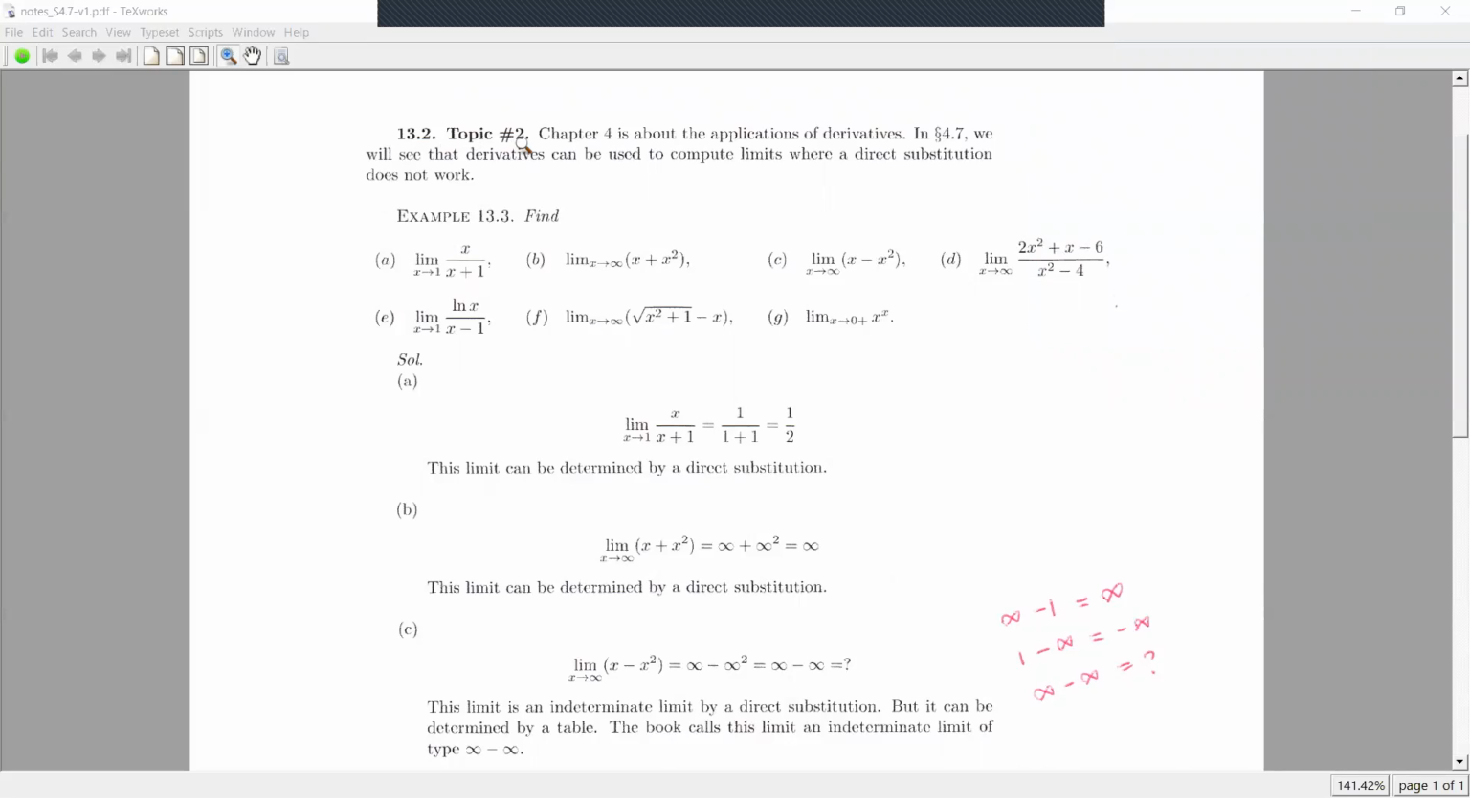Topic number 2. This is a topic in section 4.7. Section 4.7 is about using derivatives to compute difficult limits. When we compute a limit, usually we use direct substitution. However, direct substitution doesn't always work. When direct substitution doesn't work, we say that the limit is a difficult limit. Now here we have some examples about difficult limits.